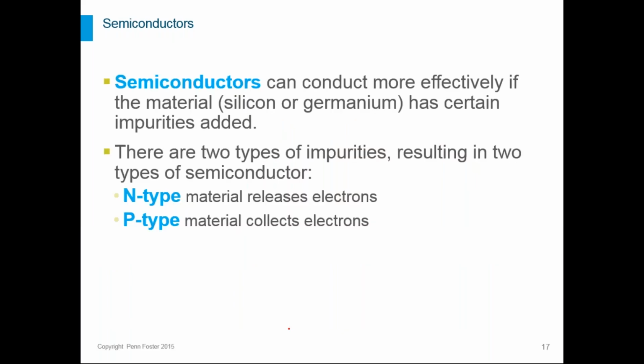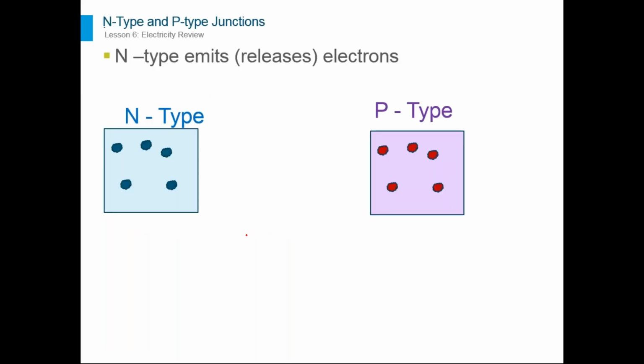Semiconductors can conduct more effectively if the material has certain impurities added. Different impurities have different effects on the conductivity. There are two types of impurities resulting in two types of semiconductor. You have impurities that make N-type material, which releases electrons, and P-type material, which collects electrons. So this is super important because N-type material emits electrons and P-type material accepts electrons.